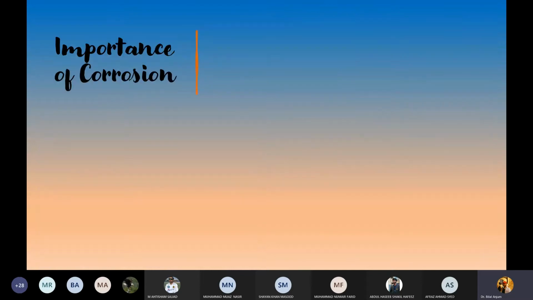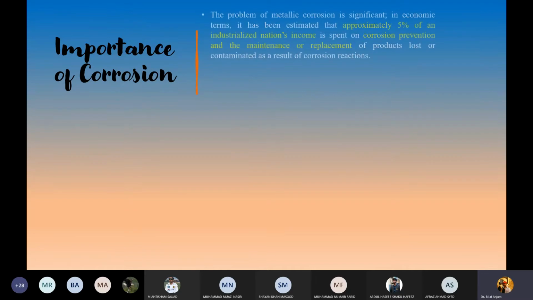Now, what is the importance of corrosion? Metallic corrosion is such a significant problem that for an industrialized nation, approximately 5% of its income is spent either on preventing corrosion, or on the maintenance or replacement of products which are lost or contaminated as a result of corrosion reactions. It's such a huge problem.